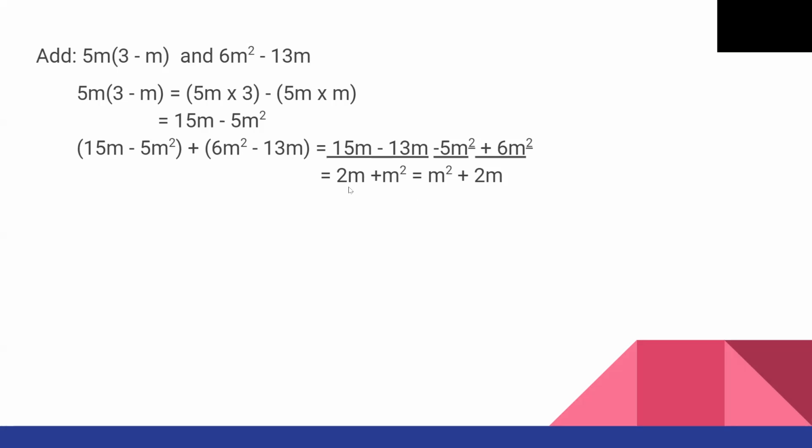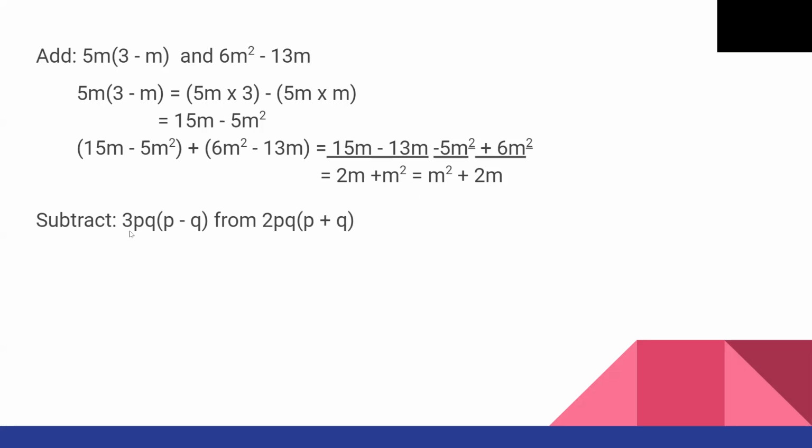If you stop here also it is right. I have written higher degree terms first in the descending order. So m square plus 2m. So this question is over. Now one more question, another type of subtraction.